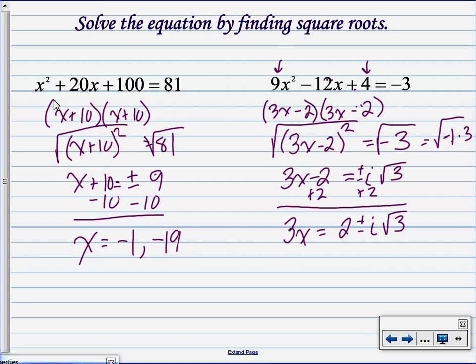The 2's right here. Yeah, but right there you put it on the side. Oh, yeah, sorry. I just put it underneath it. Okay. And then what do I do? Divide by 3. X equals 2 plus or minus i square root of 3 divided by 3. That's it.